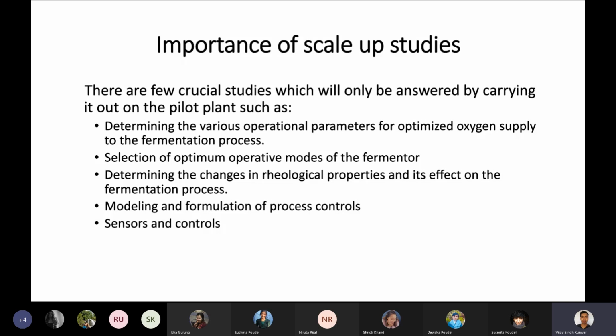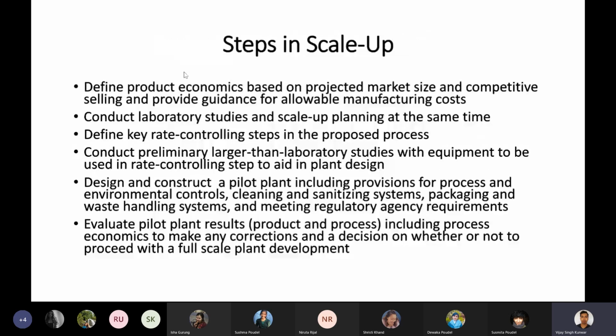So what are some of the steps in the scale up proper steps? Define product economics based on the projected market size and competitive selling price, and provide guidelines for allowable manufacturing cost. Conduct laboratory studies and scale up planning at the same time. Define key rate controlling steps of the proposed process. Conduct preliminary larger than laboratory studies with equipment to be used in rate controlling steps to aid in plant design.